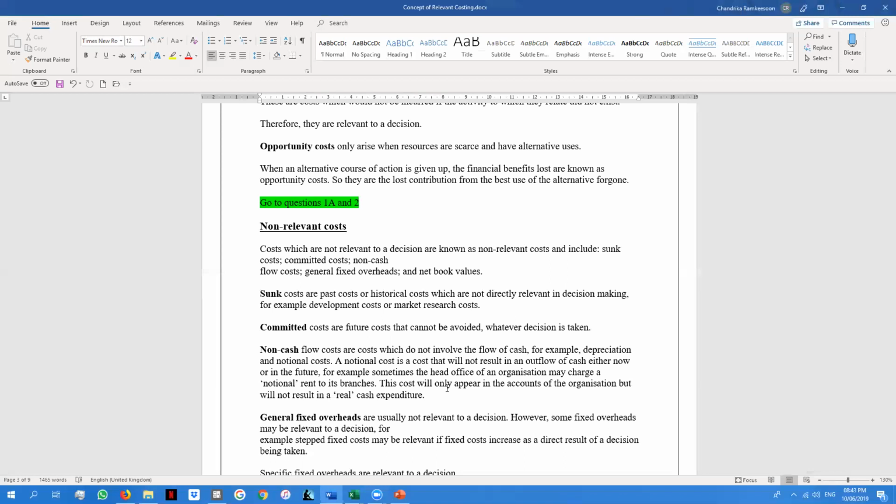Now that's not a relevant cost of the decision. It's whether the company decides to go ahead with the acquisition or not go ahead with the acquisition. The fees incurred in order to do the research have already been spent. In other words, they are sunk. Okay, non-relevant. Committed costs. Now this is a good example.